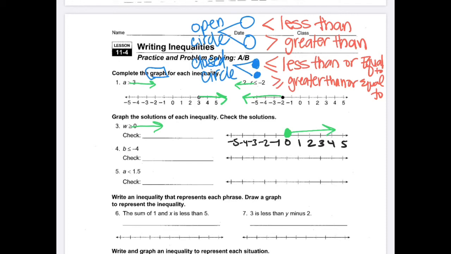Next, I've got b is less than or equal to negative 4. Here I go making my number line. All right, go out to negative 4. There it is. And because it is a less than or equal to, it's a closed circle. And my arrow points to the left, always following the back of that inequality symbol. Where is the back of it pointing?